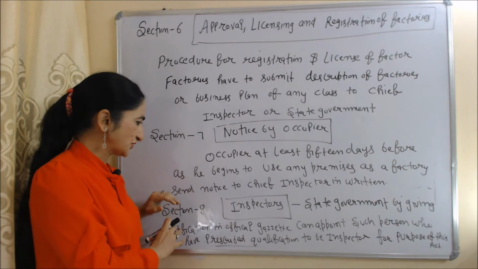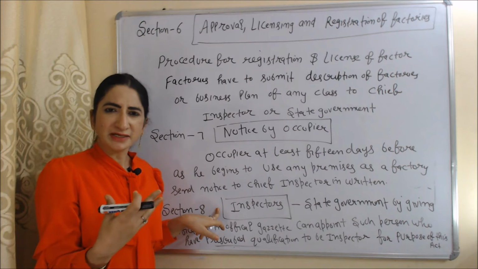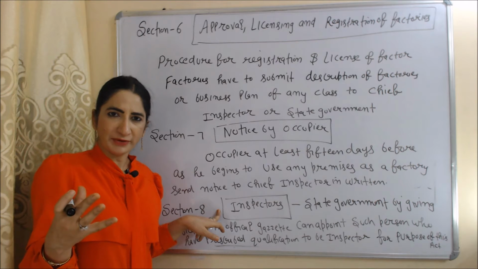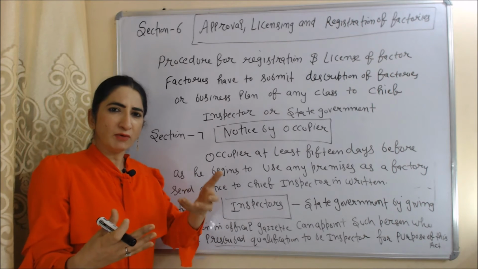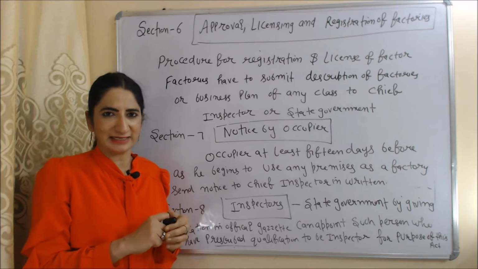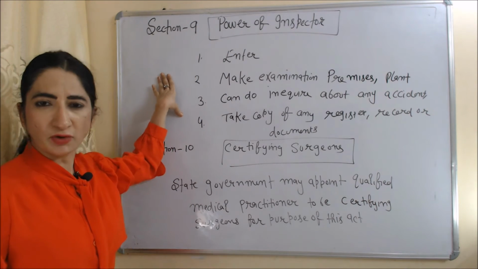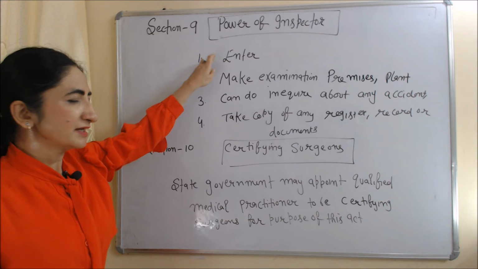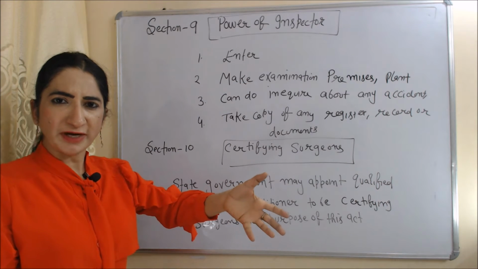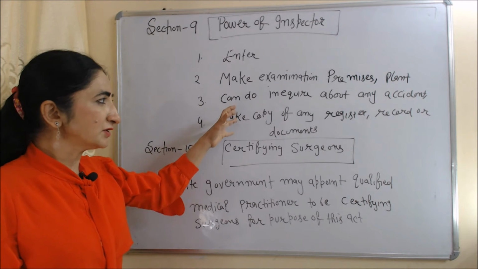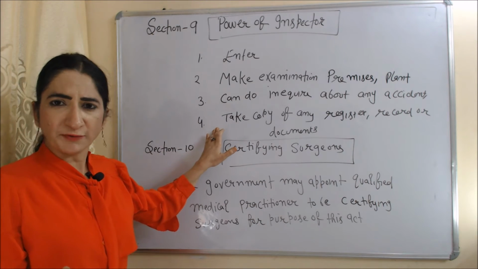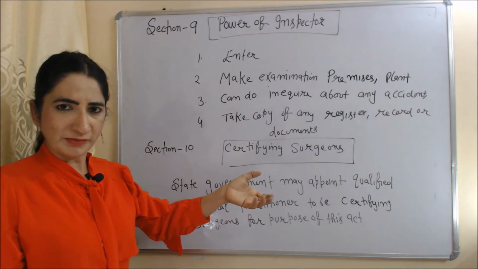Next is section 8, inspectors. State government, by giving a notice in the official gazette, can appoint any person who has all the prescribed qualifications to be an inspector according to this act. Section 9 talks about the power of inspector. An inspector can enter any premises, make examination of any premises or plant, can do inquiry about any accident, and can take a copy of any register, record or documents.